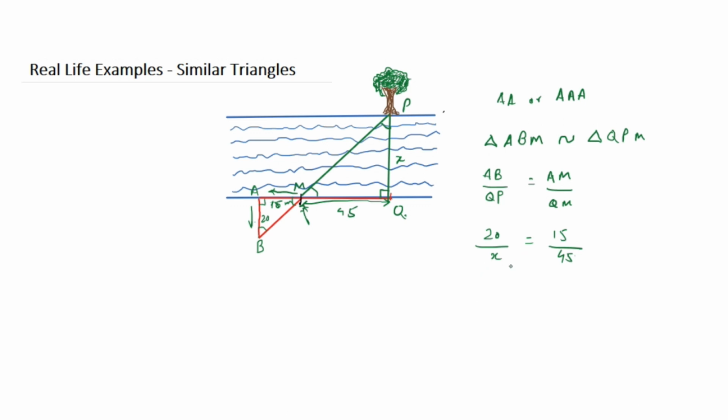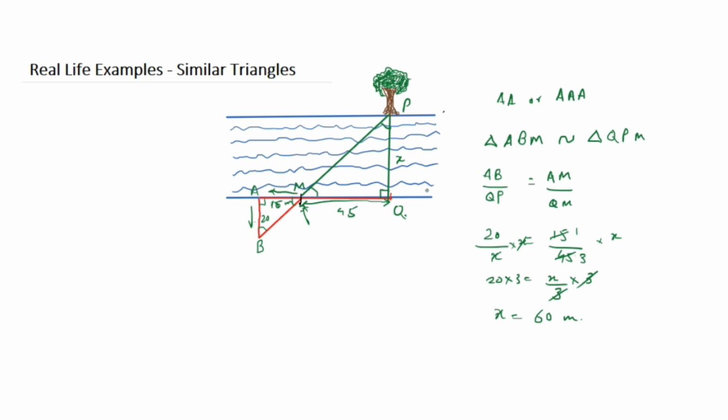So multiplying both sides of the equation by X, we get, I can simplify that if I want. 15 goes into 45 3 times. So multiplying both sides of the equation by X, we get 20, since X here will get cancelled out, is equal to X over 3. And multiplying both sides of the equation by 3, we get X is equal to, because again the 3 and 3 get cancelled out, and therefore X is equal to 60 meters.